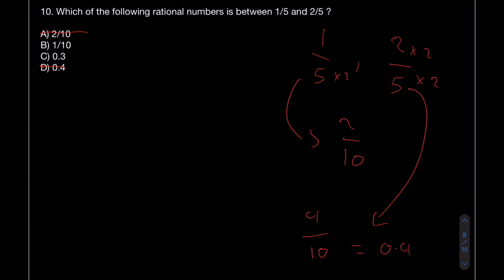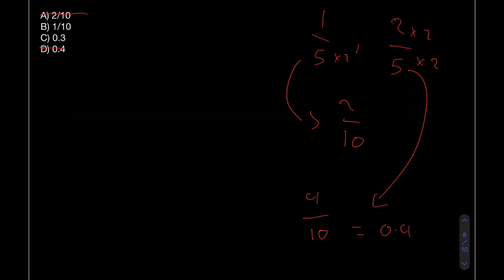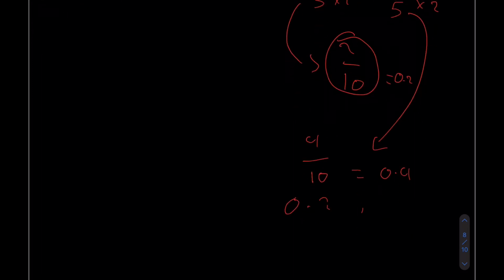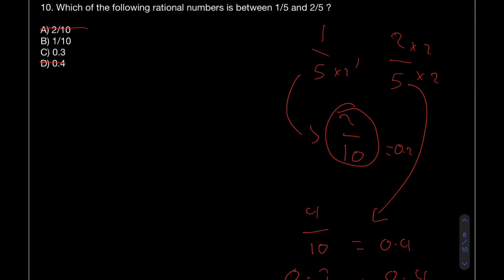Alright, and since we're left with those two numbers, we can actually also eliminate again. Now, 2/10 is equivalent to 0.2. And so we have 0.2 and 0.4. And so, guess what's the number between them? 0.3. Does that make sense? 0.2 to 0.4 has 0.3.